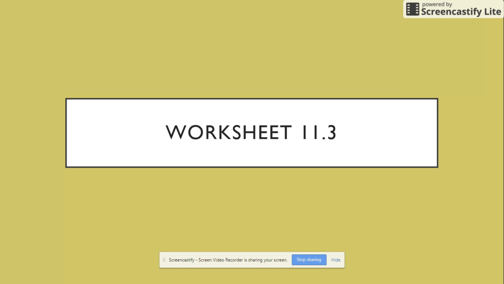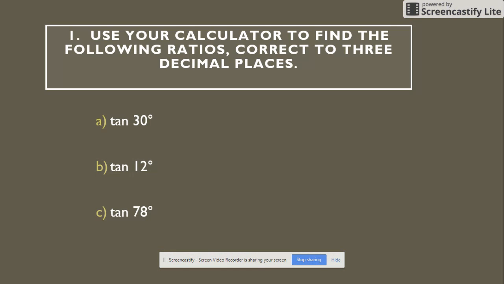All right, so now we're doing worksheet 11.3. Remember to put your heading up so that we know which worksheet we're doing at which time. Okay, so first of all, I want you to get your calculator out and I want you to start playing with it a little bit more.